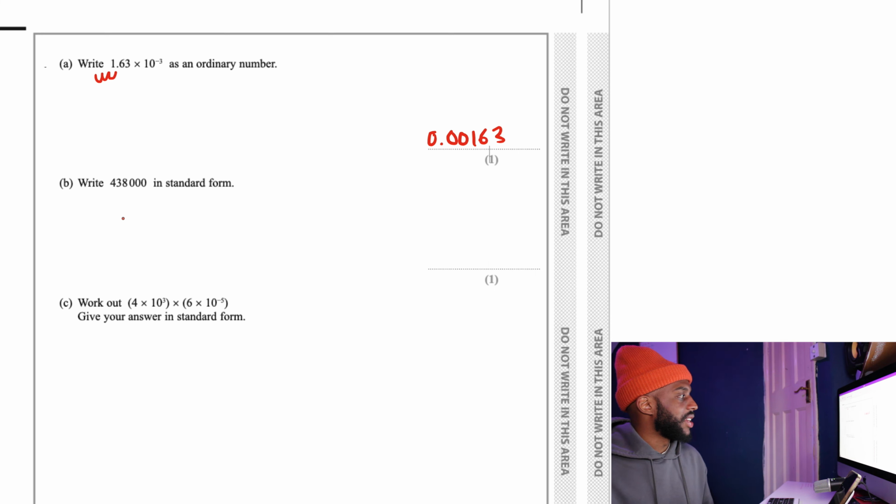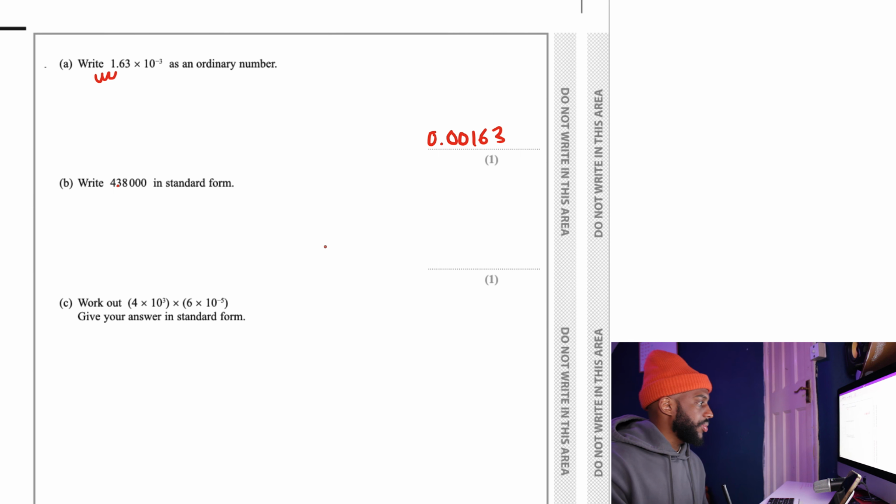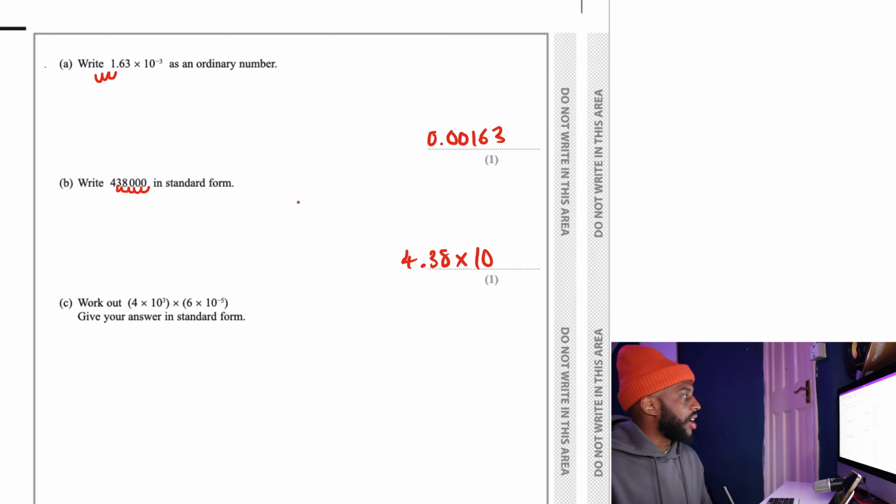Okay. Part B. In part B, we need to change this ordinary number into standard form. So you need to remember that with standard form, the first part needs to be between 1 and 10. So we're going to put our decimal in between the 4 and the 3. So we get 4.38, and we need to times it by 10 to the power of how many jumps there are. So 1, 2, 3, 4, 5. 5 jumps to make it this ordinary number. So 10 to the power of 5.